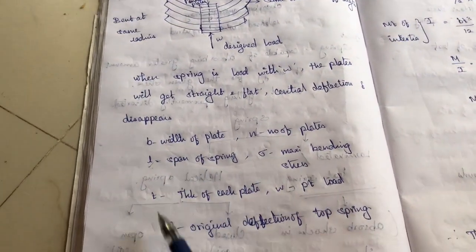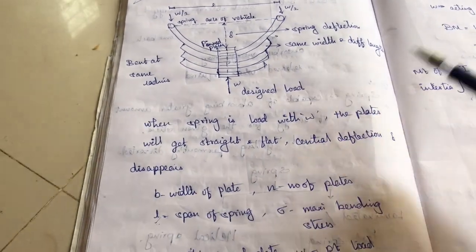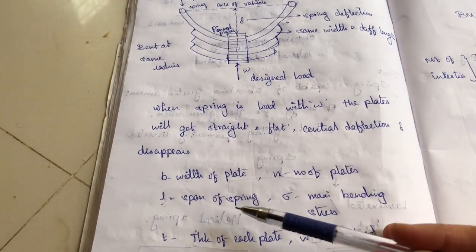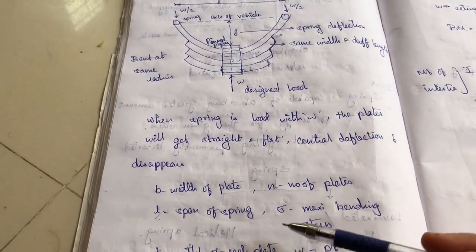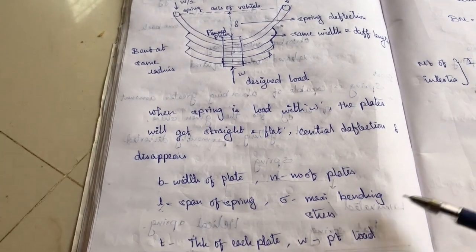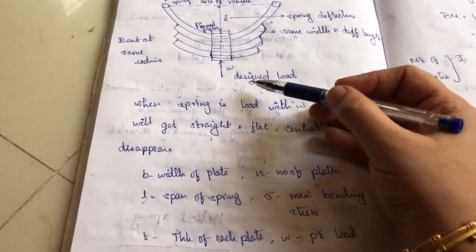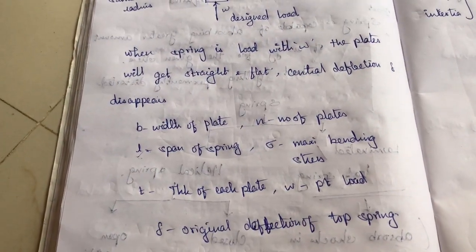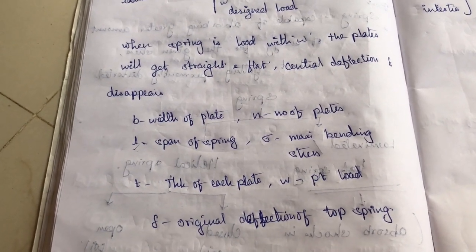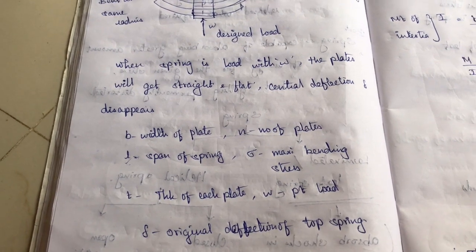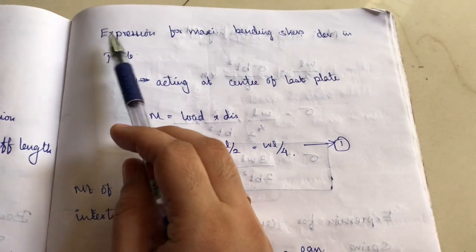So I'm just giving the notes here. B is the width of the plate, N is the number of plates, L, as I said, is the span of the spring, sigma is the maximum bending stress, T is the thickness of each plate, W is the point load, that is the designed load, and del is the central deflection of the top spring. Up to this is clear, and we're going to see the expressions.